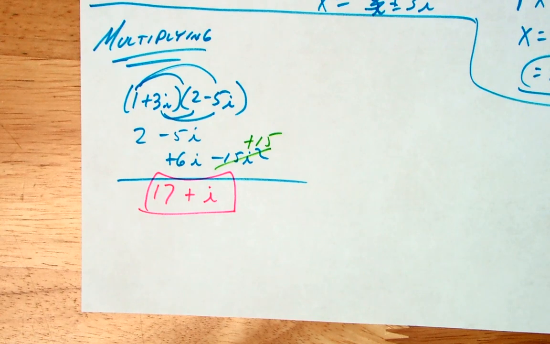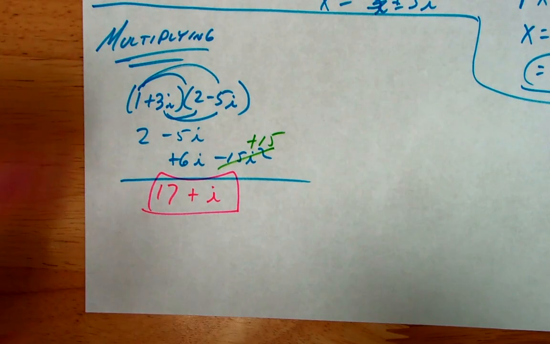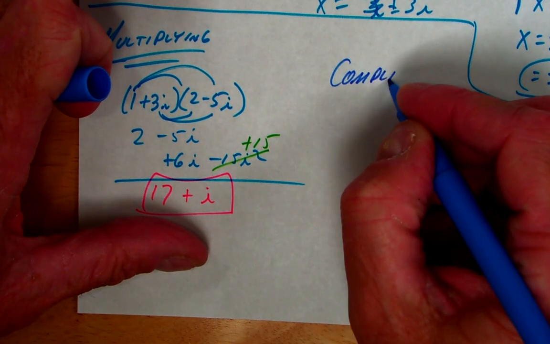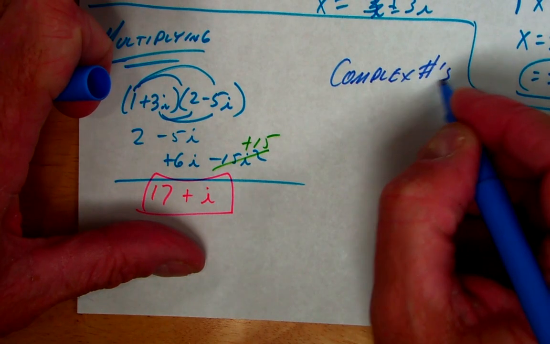Okay. 17 plus i. So here's the thing. It's about time we need to have this conversation. There's all different types of numbers you've dealt with in your whole life. I probably should do this on the video. We are dealing with what is called complex numbers. I wouldn't necessarily write this down, but I want you to be aware of what's going on.